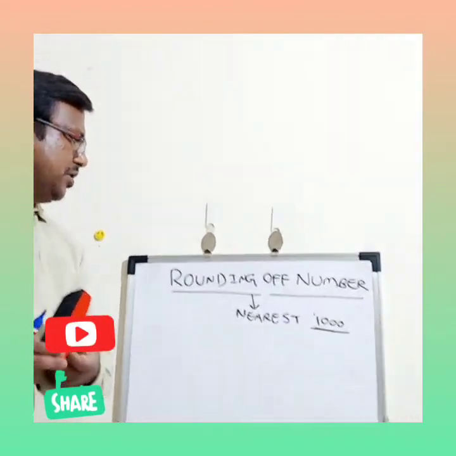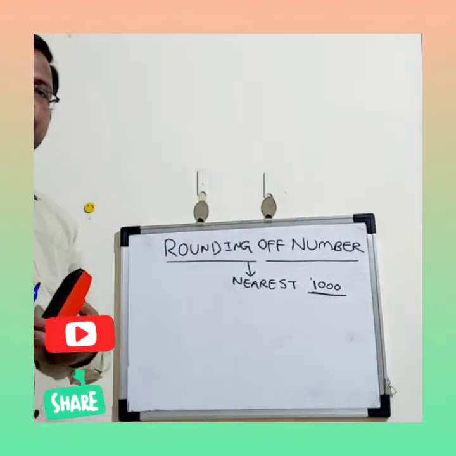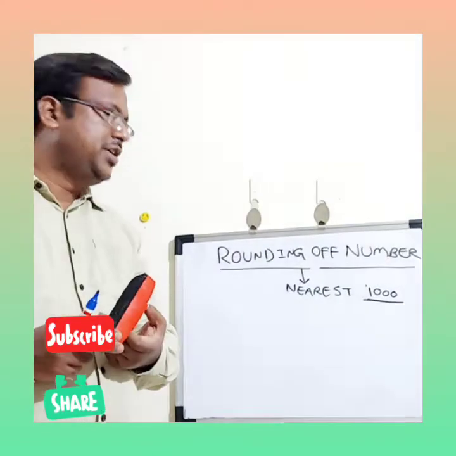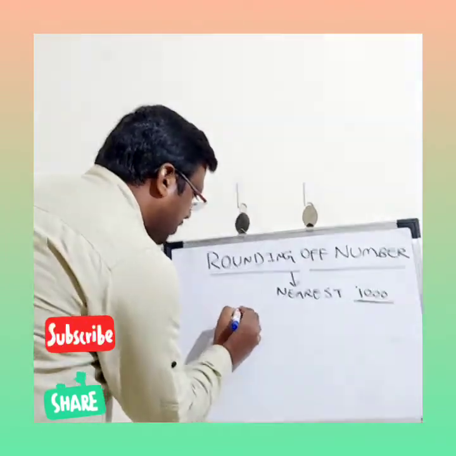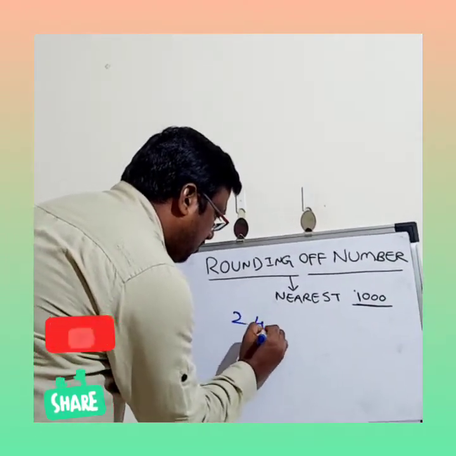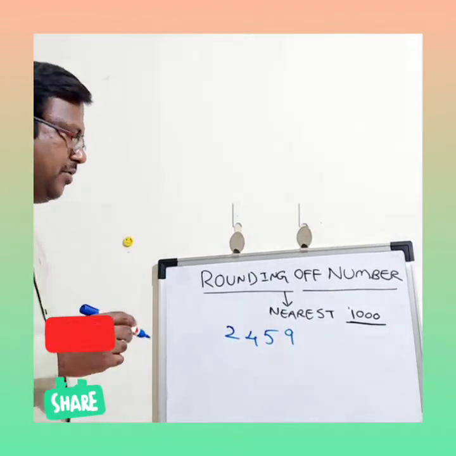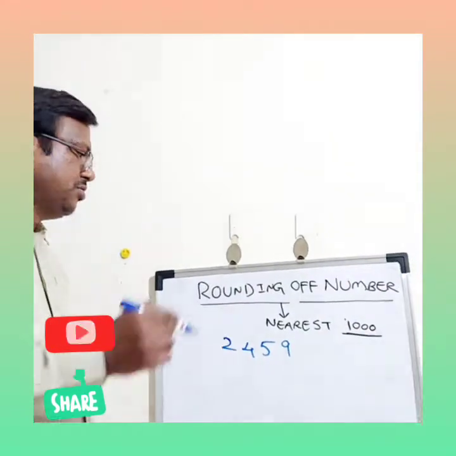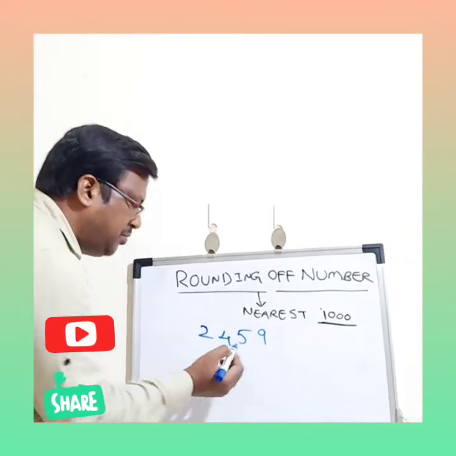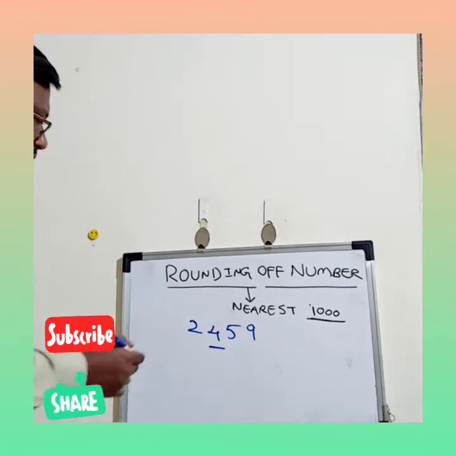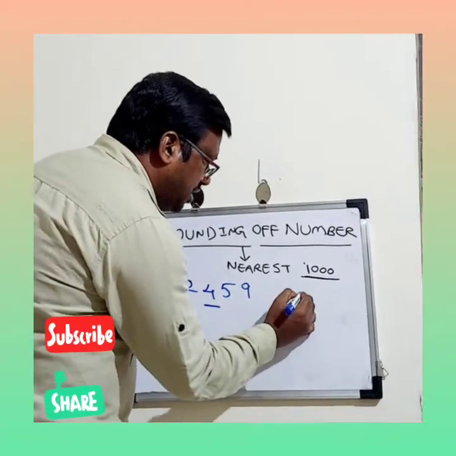Now we'll discuss rounding off a number to the nearest 1000. This is similar to the concept we have discussed earlier. We'll discuss these problems by taking some simple examples. Take 2459. Here the question is to round off this number to the nearest 1000. The condition is that we always take the base of the 100 digit position. What is the 100 digit position? In 2459, the 100 digit is 4, which is less than 5.